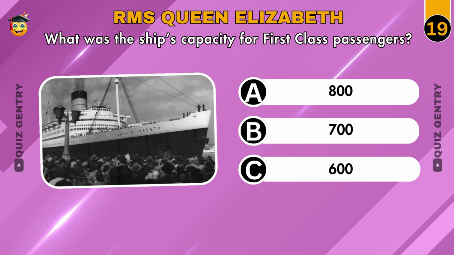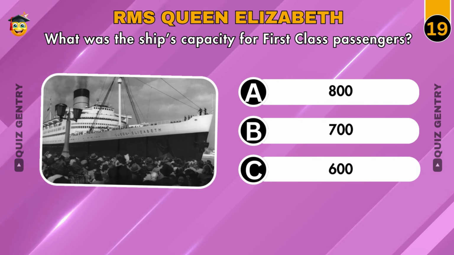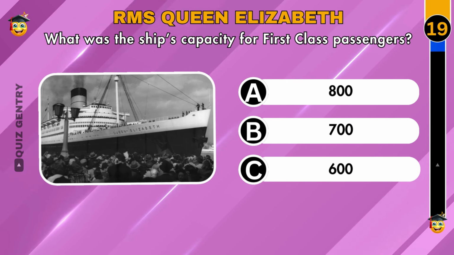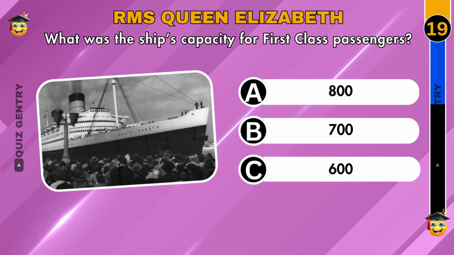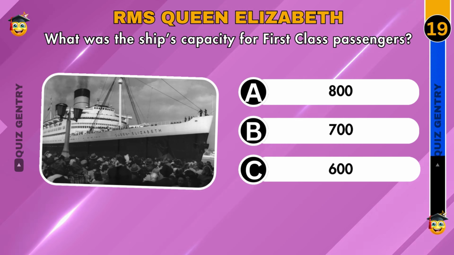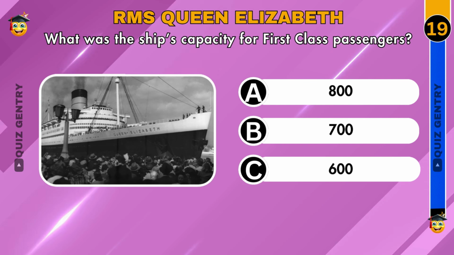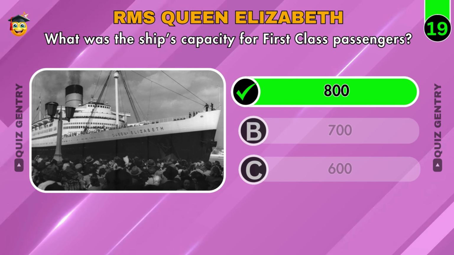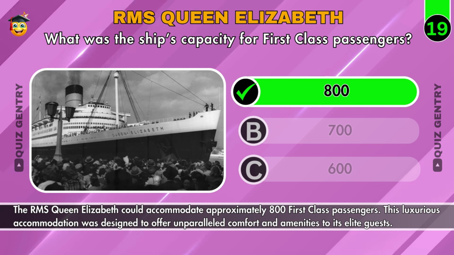What was the ship's capacity for first-class passengers? Correct, it's 800. The RMS Queen Elizabeth could accommodate approximately 800 first-class passengers. This luxurious accommodation was designed to offer unparalleled comfort and amenities to its elite guests.